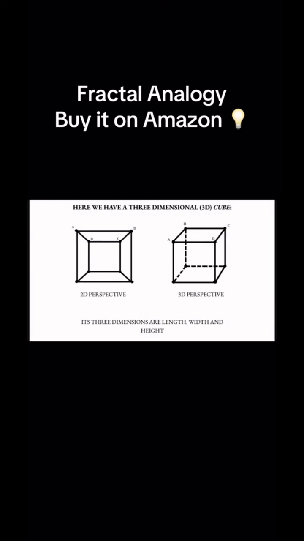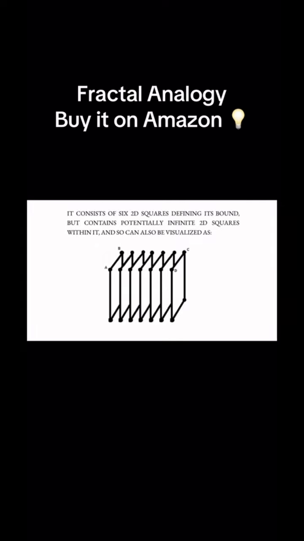Here we have a three-dimensional cube. Its three dimensions are length, width and height. It consists of six two-dimensional squares defining its bound, but contains potentially infinite two-dimensional squares within it, and so can also be visualized as.